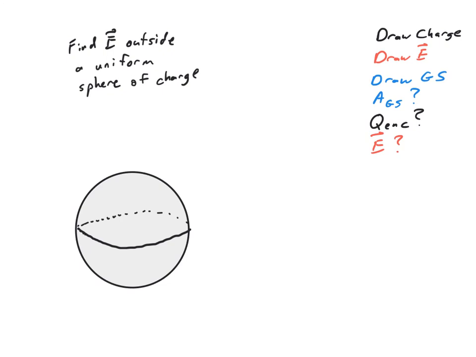Here's our last video. It's a twofer. There's going to be two derivations in this video. Here we're finding the electric field first outside a uniform sphere of charge, which is drawn below. Sphere is already drawn. Draw the electric field outside. Well, outside it's going to be pointing away from it, like so.